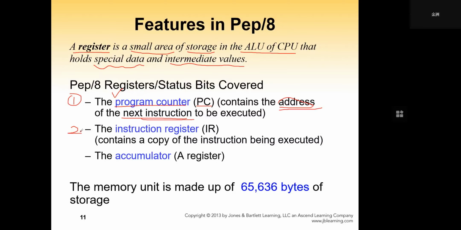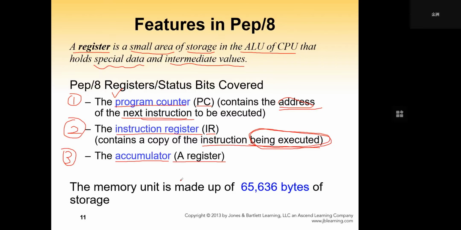The second important one we'd like to introduce is the instruction register, IR for short. The instruction register contains a copy of the instruction being executed. So this is the instruction we are executing. The third one is the accumulator, also called the A register for short. It does the accumulation, as its name says.